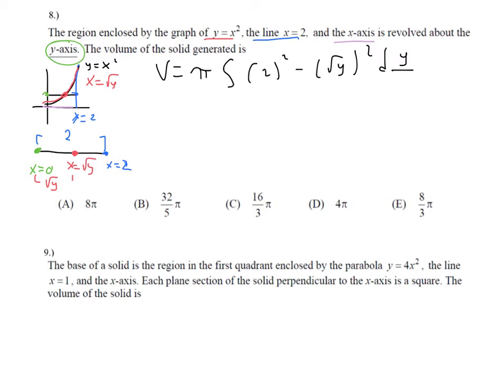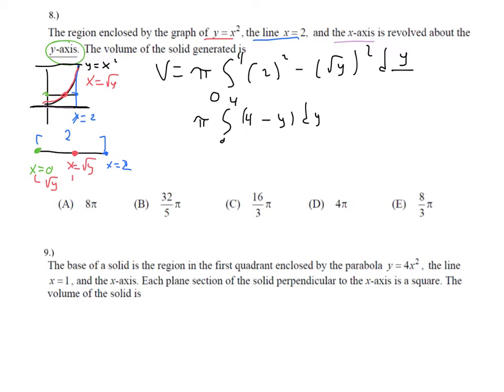Now our lowest y value is 0, and this upper y value, well, if y is equal to x squared and it ends when x is equal to 2, then y is going to be equal to 2 squared, or 4. So we can rewrite this because we know that 2 squared is equal to 4, and the square root of y squared is equal to y, dy.